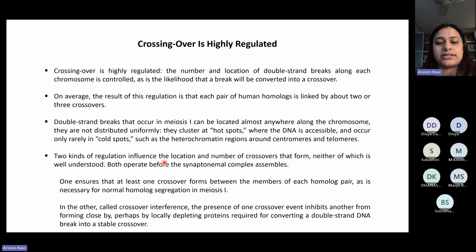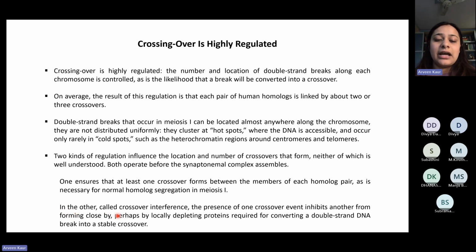Then there are two kinds of regulations that influence the location and number of crossovers that form, neither of which is well understood. Okay, but both operate before the synaptonemal complex assembles. So we know that before these two homologs are coming together, it has been decided where the crossover will be formed and how many crossovers will be formed, right? One of these functions ensures that at least one crossover forms between the members of each homolog pair, as it is necessary for normal homolog segregation in meiosis 1.